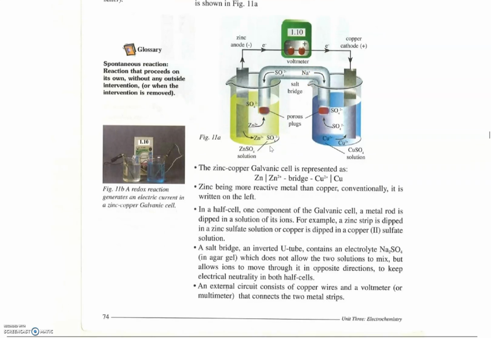But what do we mean by keeping them neutral? Zinc, with time, the metal will produce Zn2+ ions. It will lose 2 electrons, so it will undergo oxidation and become Zn2+. So we have more positive ions in this compartment.